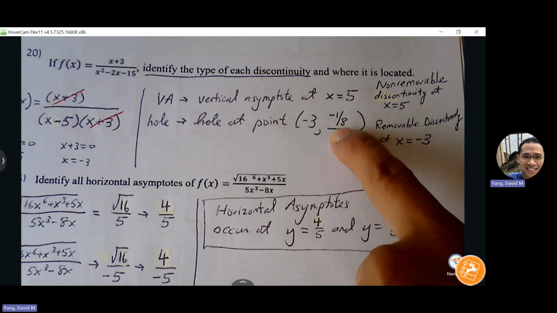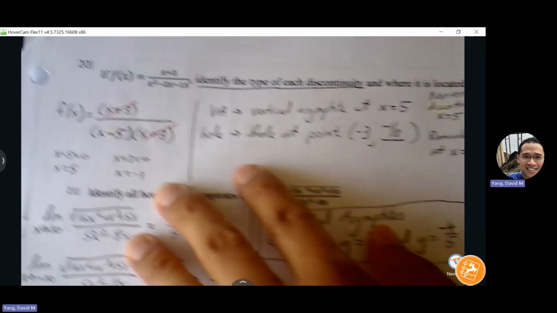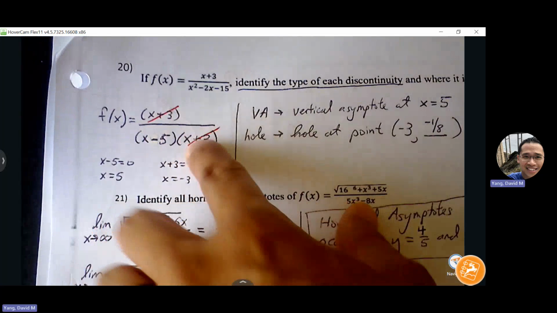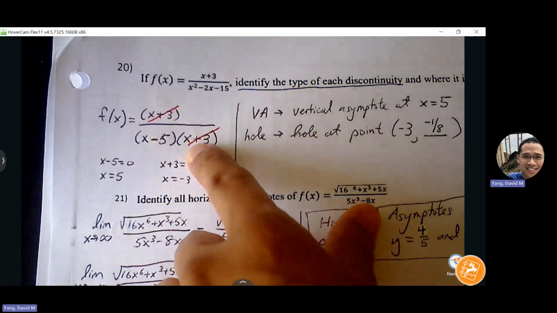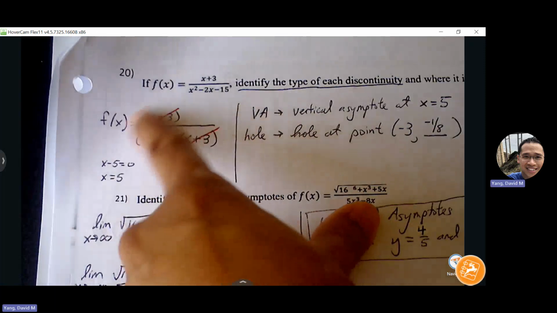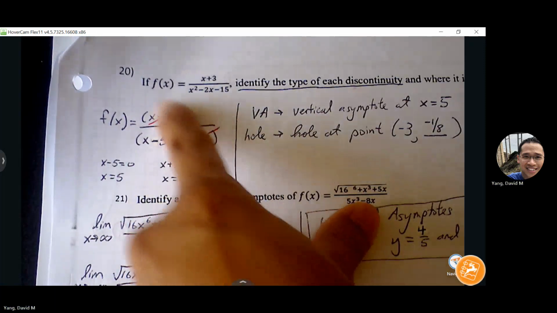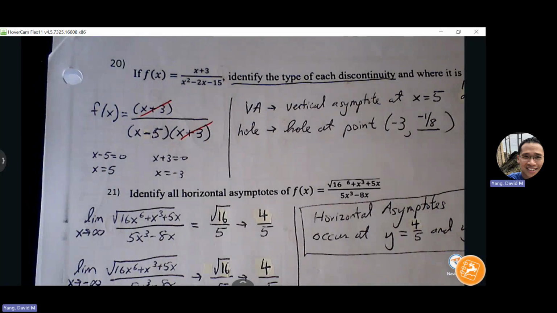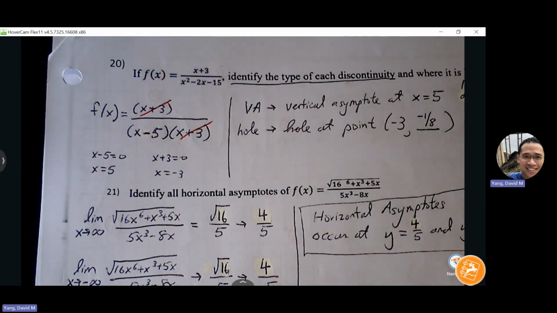I want to find the location of my hole. What I can do is find the X value that cancels out, and then plug that X value into the reduced expression. Same thing as evaluating the limit. So basically, if you evaluate the limit, that will also take you to the location of the hole. And for 21, we know there is a split asymptote because of the radical and the degrees matching.